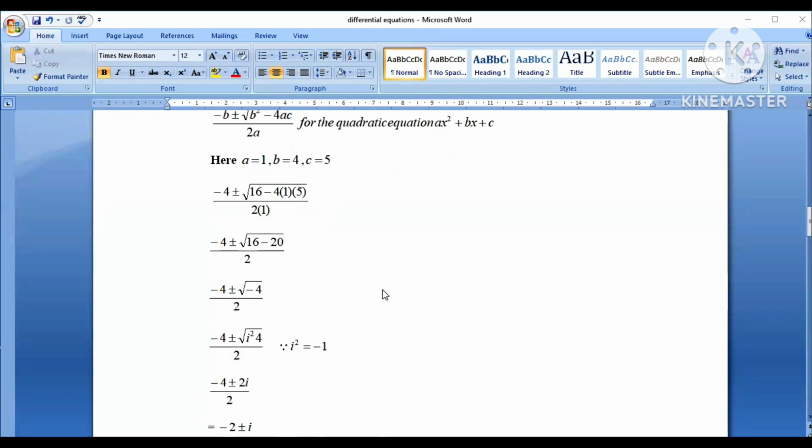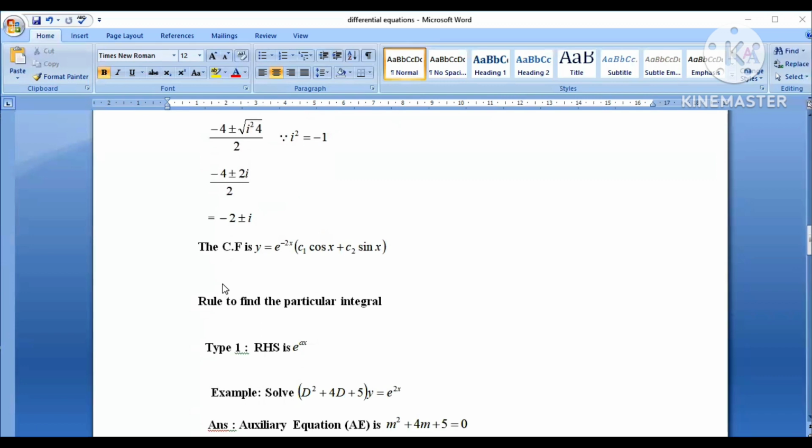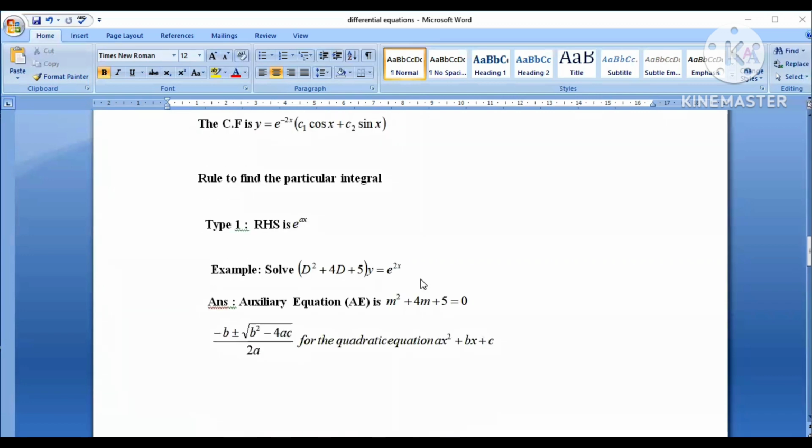Next, let us see the rules to find the particular integral. If the right hand side is exponential, if the right hand side is trigonometry, if the right hand side is polynomial. So if the right hand side is exponential, e power ax. Example, solve d square plus 4d plus 5 is equal to e power 2x.